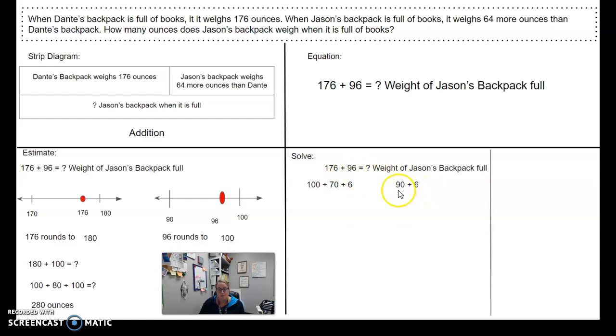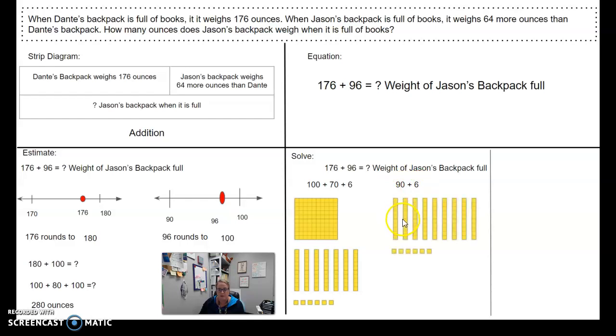Now from here, you can use lots of different ways to solve. I think for this one, I'm going to use base 10 blocks. So I'm going to model 176. So I have 100 plus 10, 20, 30, 40, 50, 60, 70, plus 1, 2, 3, 4, 5, 6. So I have my expanded form with my base 10 blocks. I'm going to do the same thing with my 96.